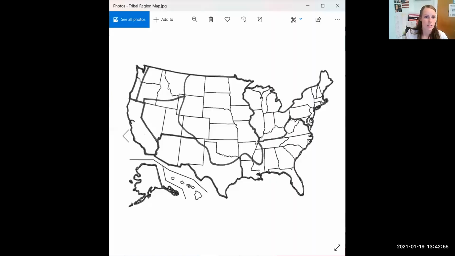So what we're going to talk about next is regions in the US that are basically tribal regions. I have a map that I'm going to use to show you guys. Let's see. This one will be good. Unfortunately, that one's not labeled, but oh well.